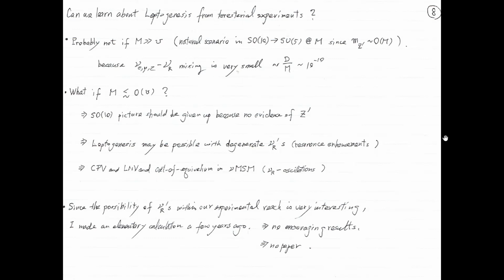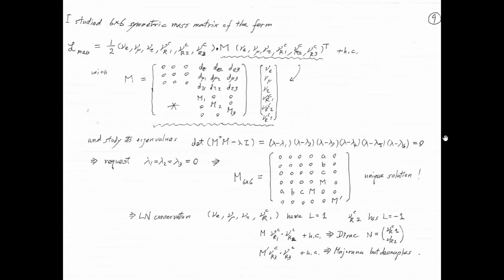So I think the time is running out. So please let me, I did some exercise. Probably this is known to almost everybody, but I thought that the model with three right-hand neutrinos and three active neutrinos is interesting. So I wanted to understand the physics of this very well.